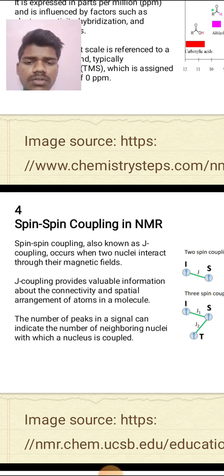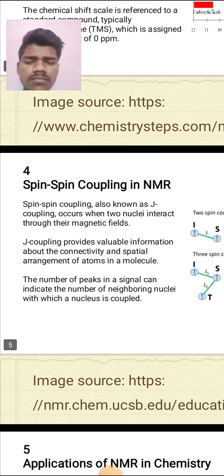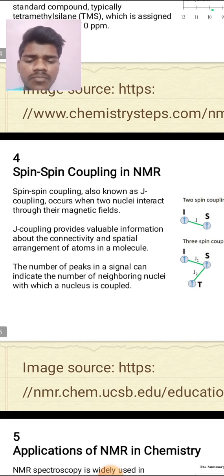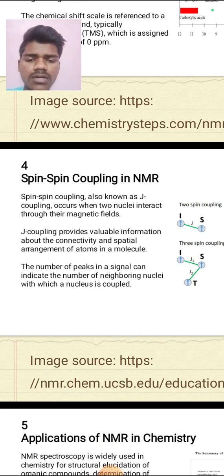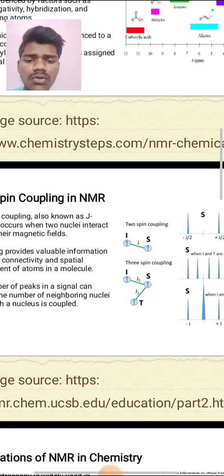Fourth, spin coupling in NMR. Spin coupling, also known as J coupling, occurs when two nuclei interact through their magnetic fields. J coupling provides valuable information about the connectivity and spatial arrangement of atoms in a molecule. The number of peaks in a signal can indicate the number of neighboring nuclei with which a nucleus is coupled.